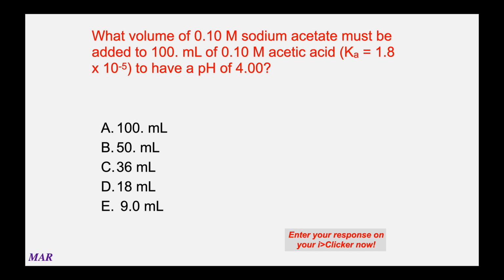In this question, we want to find what volume of 0.10 molar sodium acetate must be added to 100 milliliters of 0.10 molar acetic acid to have a pH of 4.00. Okay, again, this is a problem where there's multiple ways to solve this kind of thing. Again, I would probably recommend using Henderson-Hasselbalch, but again, that's just my way.